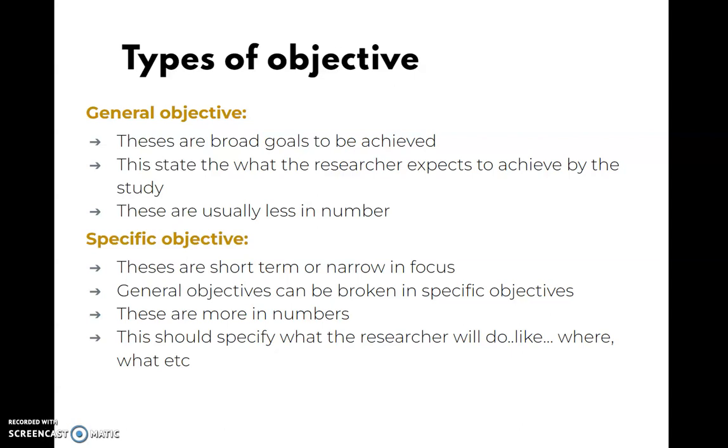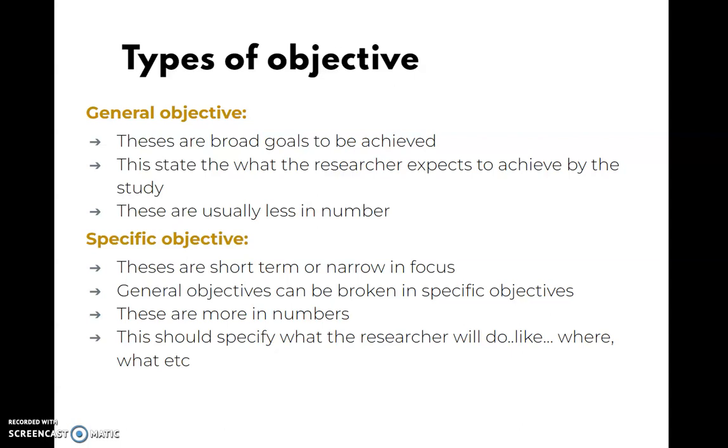The general objective is written by the researcher from the title of the study, whereas specific objectives are written from the general objective. General objectives are broken into specific objectives. One general objective can be divided or broken into 2 or 3 specific objectives, so they are more in number. The specific objective should specify what the researcher will do, like where he wants to do, what he wants to do, and other things.